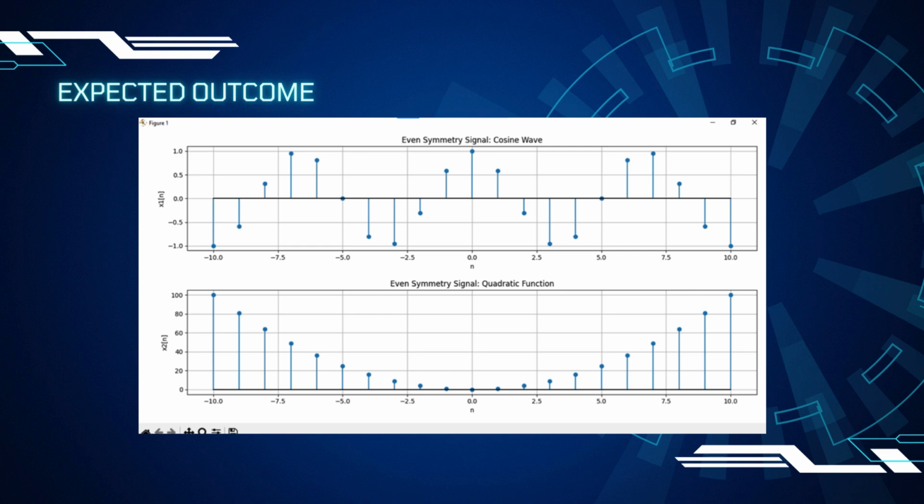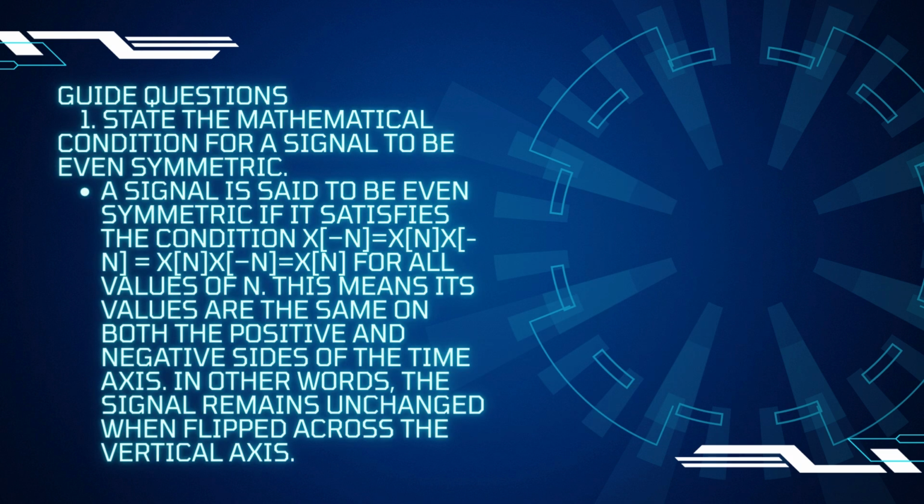Looking at the output, we can confirm that both the cosine and quadratic signals are even symmetric. The cosine wave is symmetric because the peaks and troughs on the left and right of the vertical axis are identical. The quadratic function also has a mirror image shape, as both sides rise equally from the center. The numerical check further supports this observation, making it clear that both signals follow the rule.